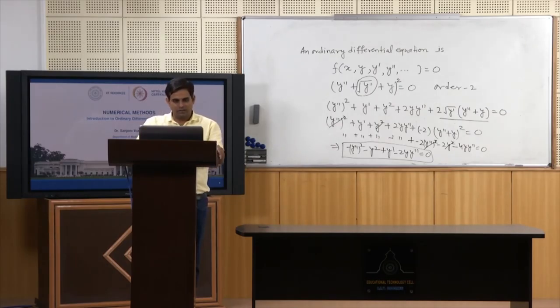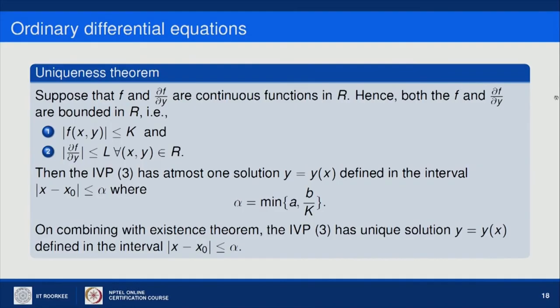So, for uniqueness, suppose that f and del f over del y are continuous functions in R, hence both f and del f over del y are bounded in R. This means f of x, y is bounded by k, and del f over del y is bounded by L in R. Then the initial value problem has at most one solution. So, this condition one is giving existence of the solution, and the second gives uniqueness because it is saying at most one solution y equals y of x in the interval again absolute value of x minus x naught less than or equal to alpha, where alpha is the minimum of a and b upon k.